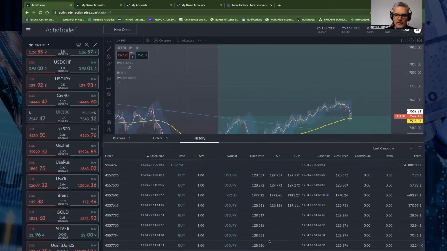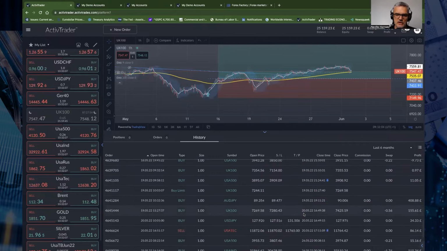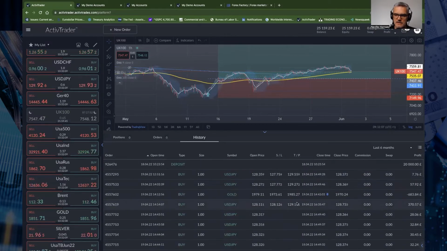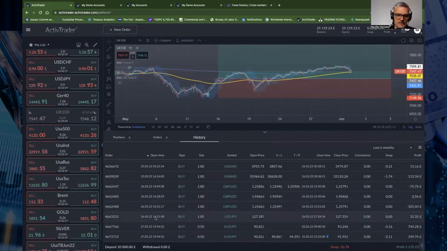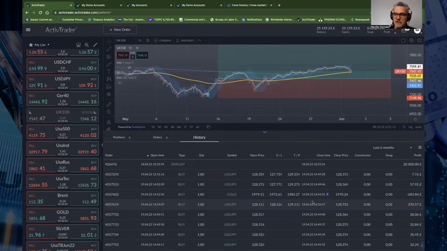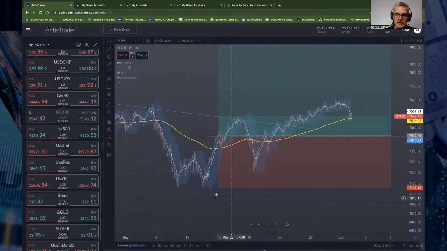So demo accounts, we took the account so far to £25,159. If we click on the little arrow at the bottom and go to history, we can see that on the 18th of April, 2022, we deposited £20,000 into this demo account. So, by the end of May, we had basically made 25% on that equity. So that meant my trading ideas this month just gone were actually quite good.